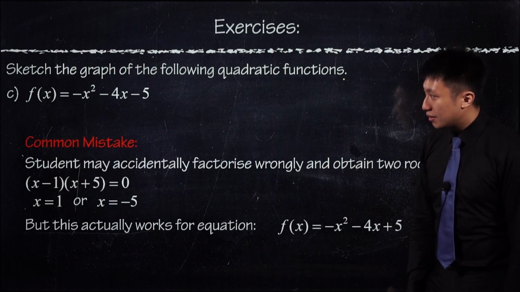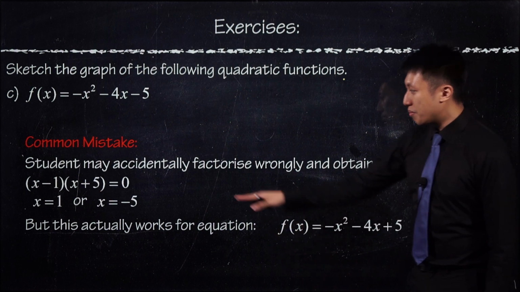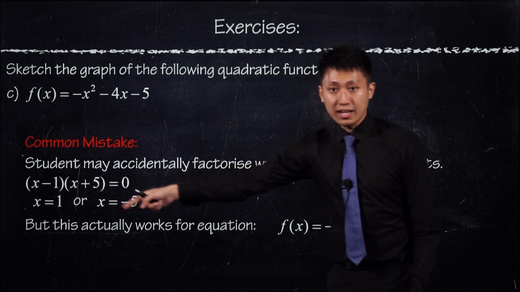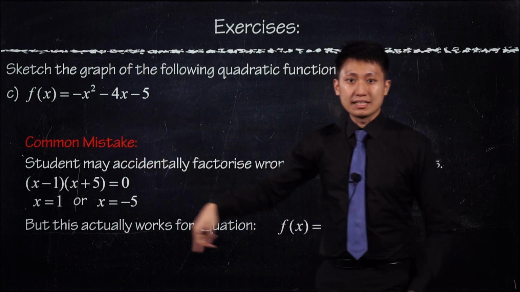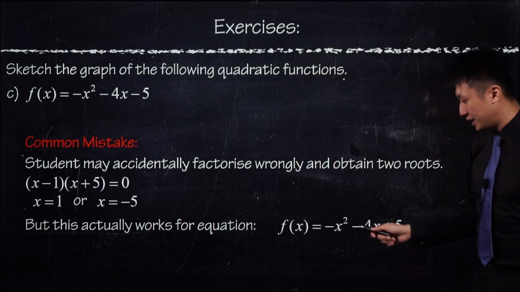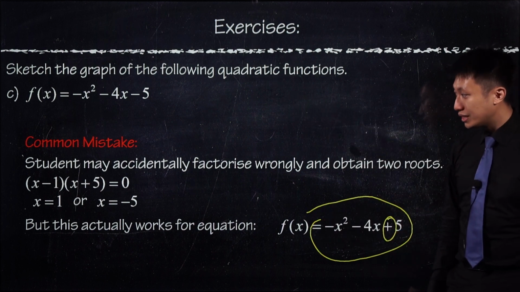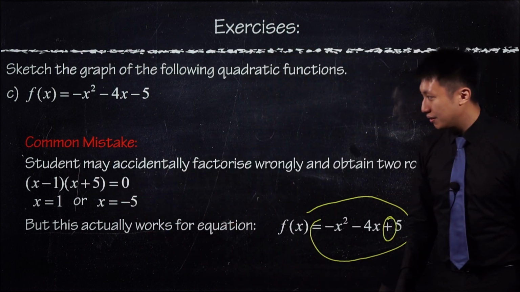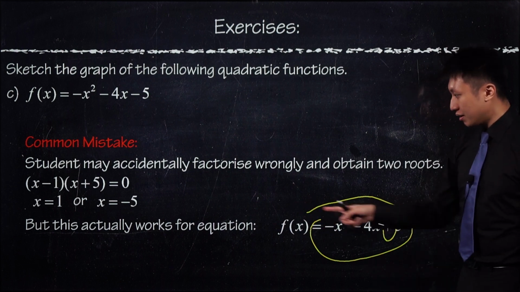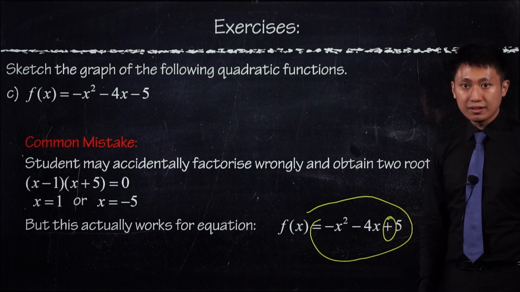And now this one is something special. A common mistake for this question is that you might accidentally factorize wrongly and obtain this answer. Hey, you know, your b squared minus 4ac is less than 0. So you won't be getting something like this, two roots. That is actually for this equation, not for that equation. So this is plus 5. You see, these two things, you multiply together, it is minus 5. So that one will work for this one, but not for that one. So be careful about this one.